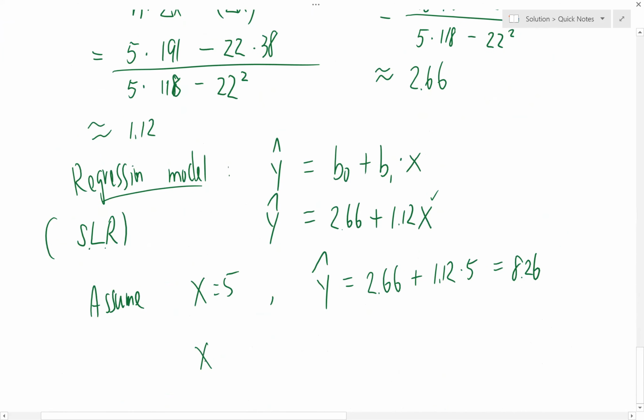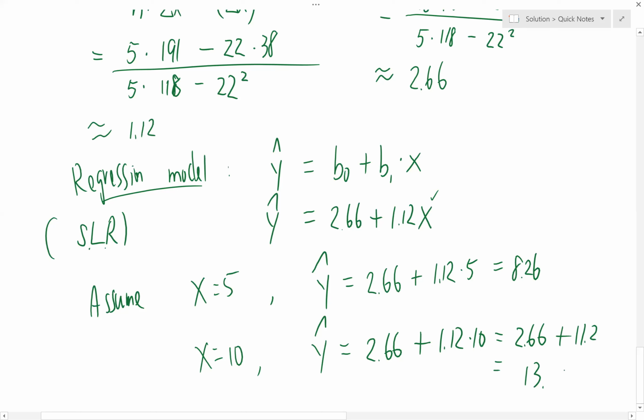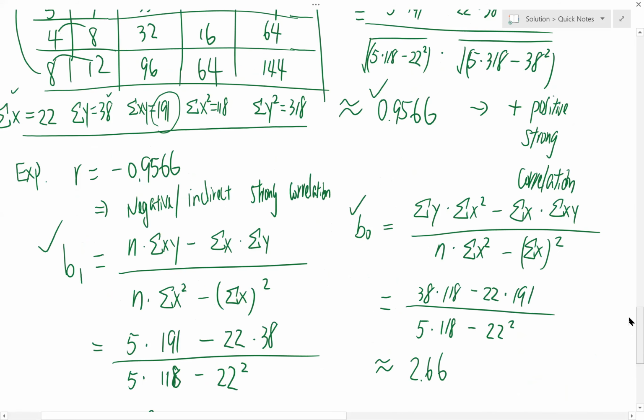When x equal to 10, then the predicted y value, according to the model, should be 2.66 plus 1.12 times 10. So this is 2.66 plus 11.2, and this turned out to be 13.86. So the useful feature of this regression model is to try to predict the y values for some unknown x values, because x equal to 10 is not available here.